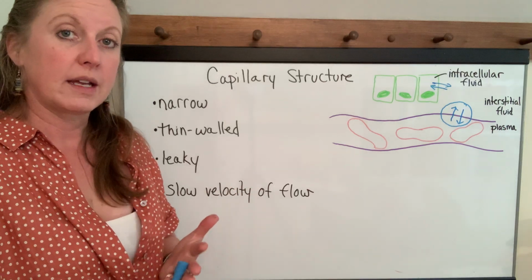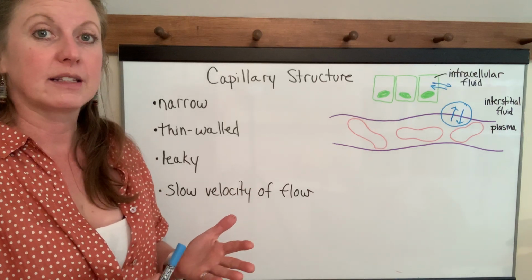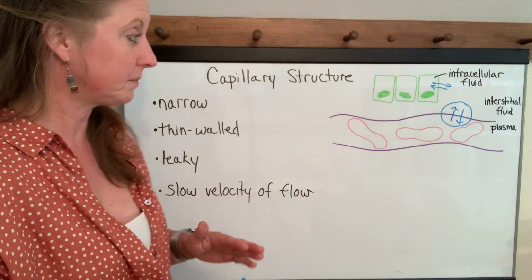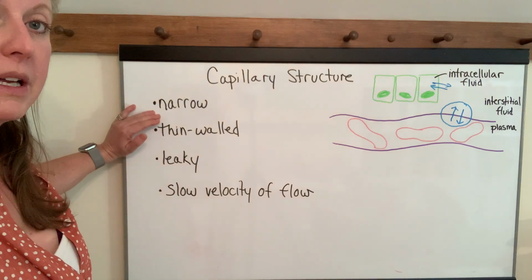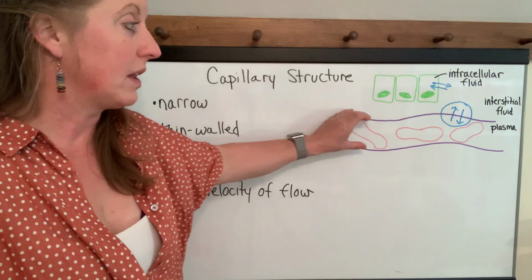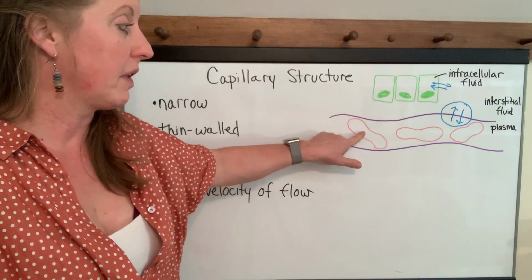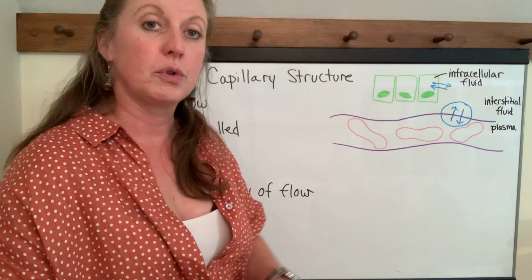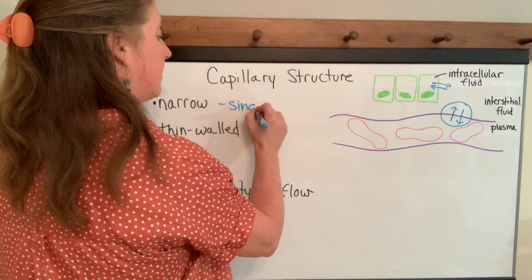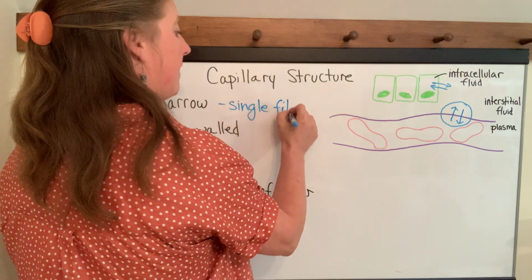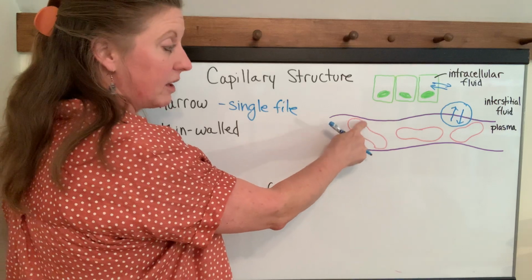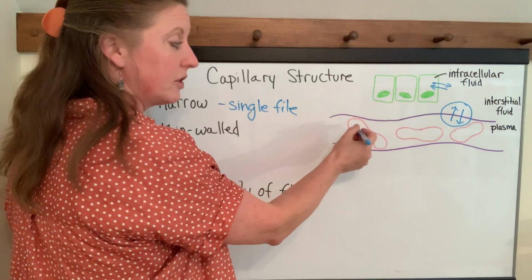Now, there are four things that make exchange in the capillary exceptionally fast and exceptionally efficient. One is that capillaries are narrow. So the opening of the capillary, or the width of the capillary, is so narrow that red blood cells can only go through single file. This is important because that means that every cell is close to the capillary wall and the interstitial fluid.